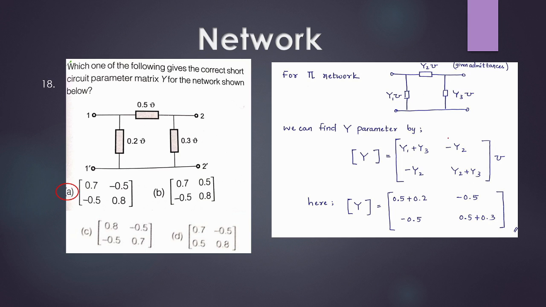Here you should remember we have to put this minus sign. This is important. Here the admittance values are given, so simply we can put these values: 0.5 plus 0.2, 0.7, minus 0.5 and minus 0.5, and here 0.8. So the option will be A.